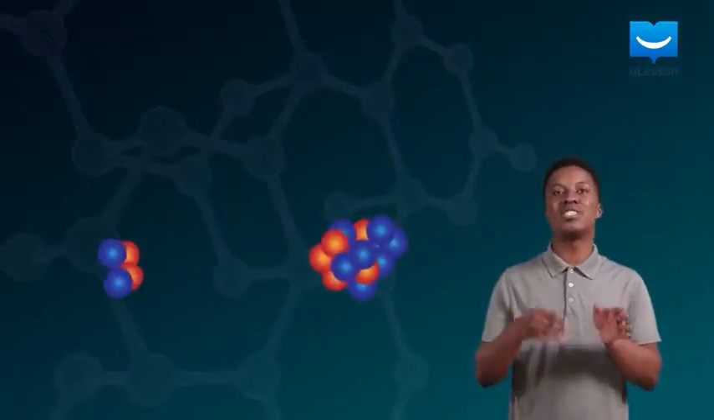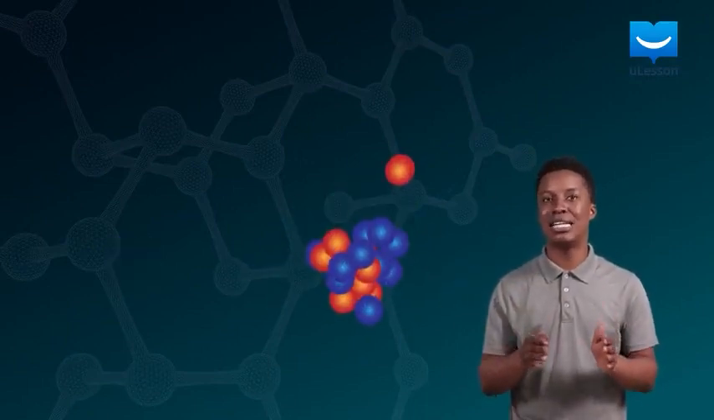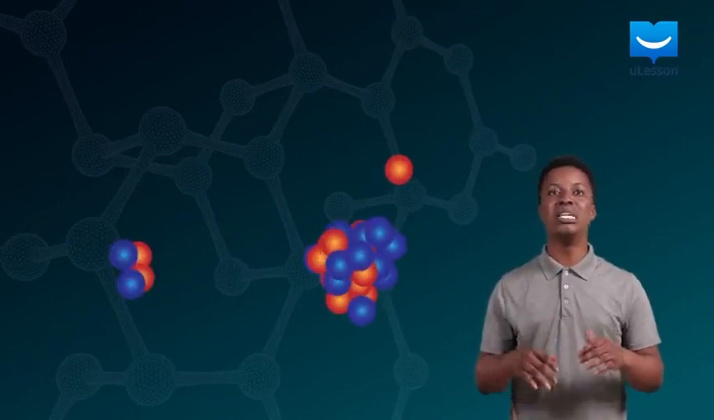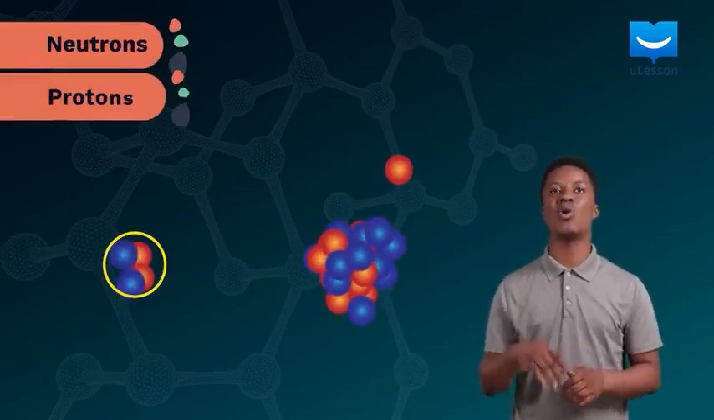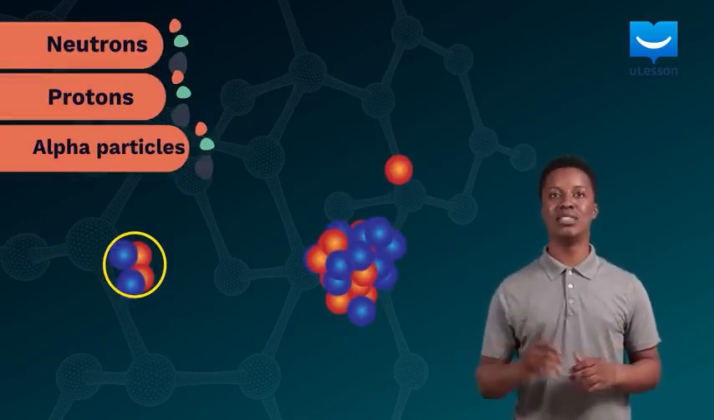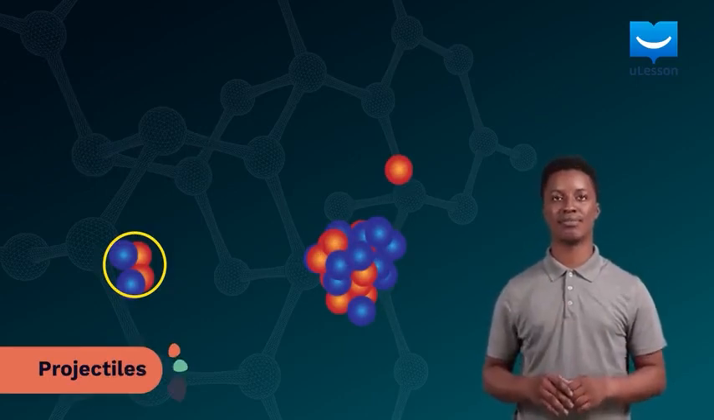Remember that this form of transmutation involves the conversion of one element into another by bombarding the atomic nucleus of an element with fast-moving atomic particles, which could be neutrons, protons, or alpha particles. The particles used for bombarding the nucleus of the element are referred to as projectiles.